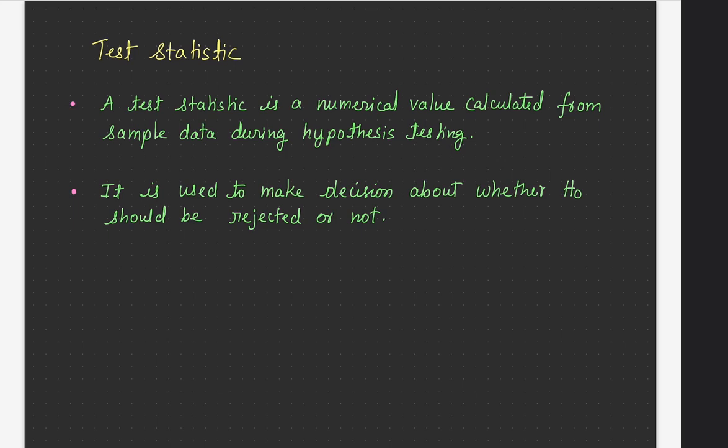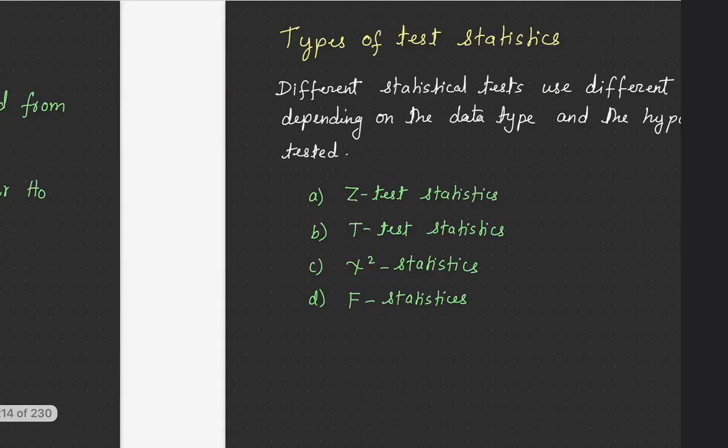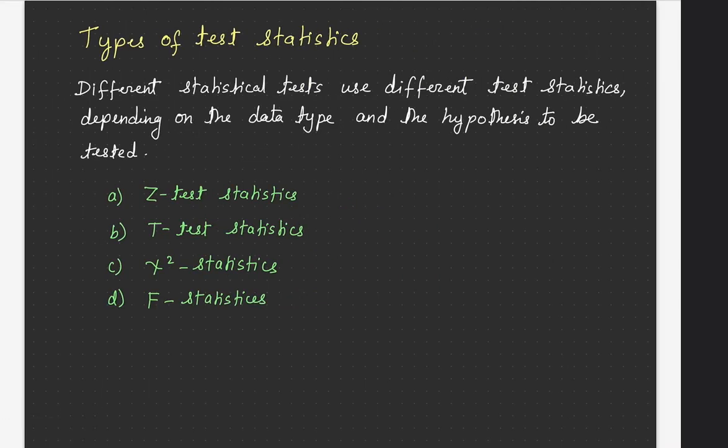Once we find this numerical value, it can be more extreme, which indicates a larger difference between the sample data and the null hypothesis. If the difference is significant, the null hypothesis is rejected. If it is not, then the null hypothesis is not rejected. Basically, it is used to make a decision about whether we should reject the null hypothesis or not. When you say a value is extreme, it depends on a significance level. I'll discuss this in detail in the next session. Look at this one, types of test statistics. There are different types of test statistics that depend on the data type and the hypothesis we are testing.